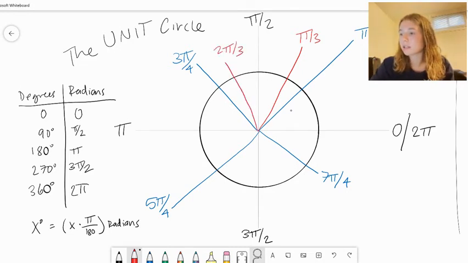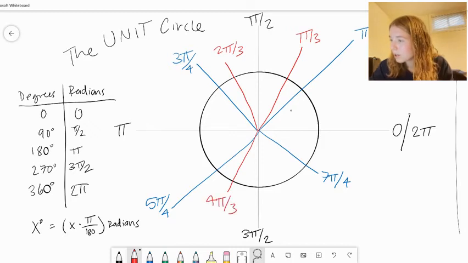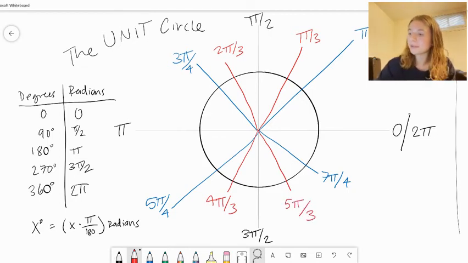And then here would be where 3 pi over 3 is, but that's already labeled. It's pi. And then here would be 4 pi over 3. And here would be 5 pi over 3. And then 2 pi would be equal to 6 pi over 3.